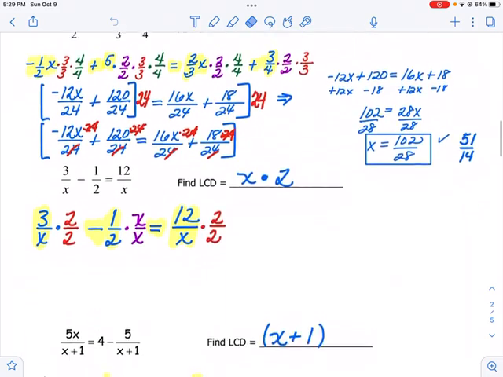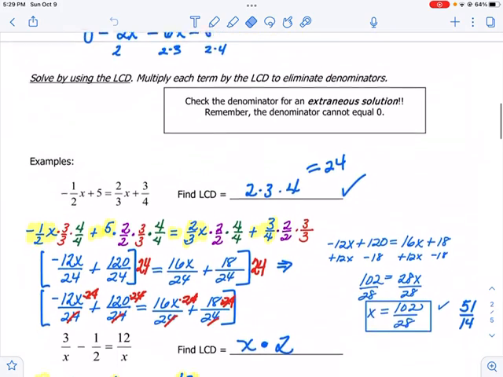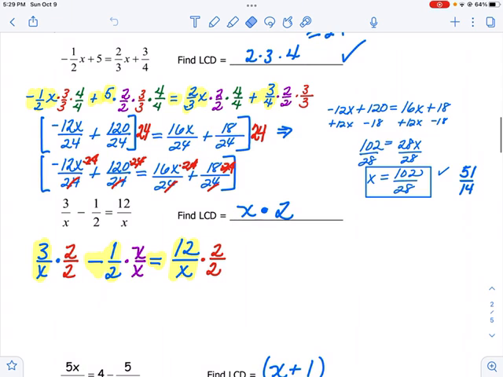So in the next example, we have an LCD. Remember, we're going to solve by using the LCD, multiplying each term by the LCD to eliminate the denominators. In the first few examples, I'm going to show you how you look for the LCD, which is obviously, 2 and x are the two factors, so it's 2x. And you multiply by the missing factor of the LCD.